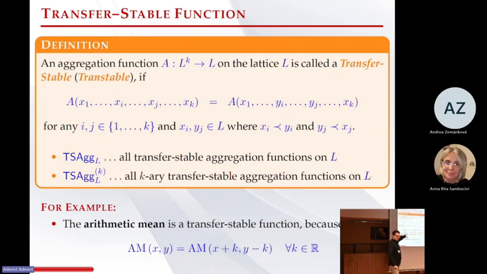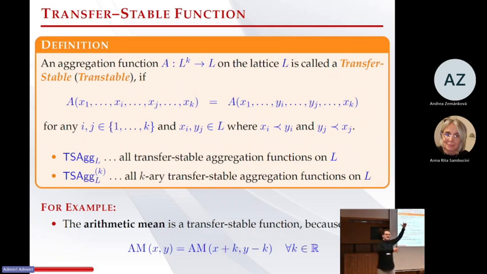But this is the main property of my research, which is transfer stability. This property says that if we have 2 inputs, and in one input, one value moves up and another value moves down by the same distance, the result of the aggregation function is the same. For example, the arithmetic mean is a transfer stable aggregation function.